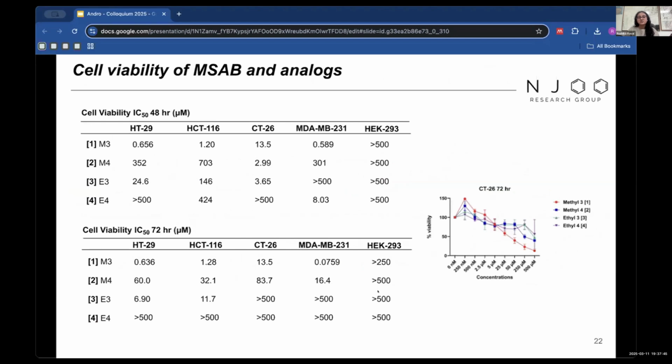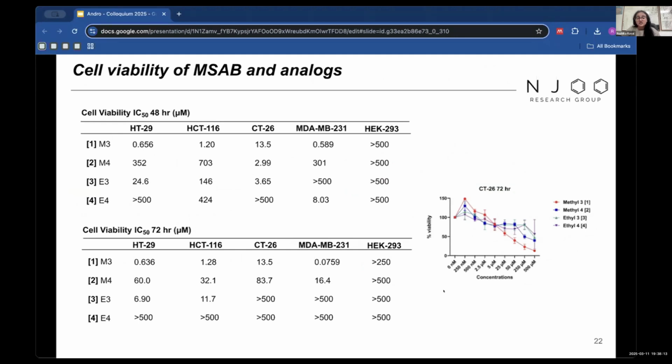We evaluated the anti-proliferative activity of MSAB and its analogs through MTT assays in HCT116, HT29, CT26, MDA-MB-231, and HEK293 cells. An example of the cell viability graph is shown on the right. Also, in the table, I have their IC50 values, but I guess I can highlight a few things.